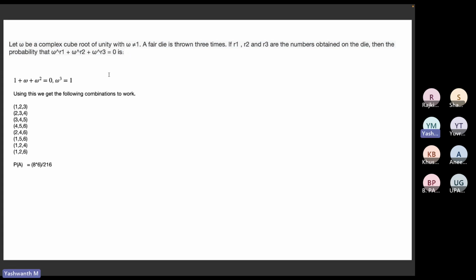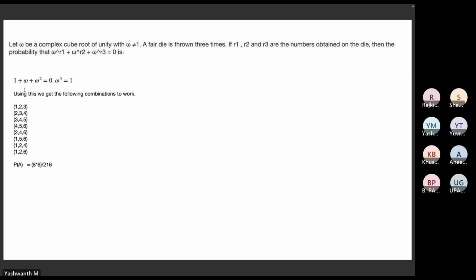To solve this, you should know a couple of things regarding cube root of unity. Cube roots of unity are the solutions to the equation omega cube equal to 1, right? And on top of that, they're saying omega is not equal to 1, so you have 1 plus omega plus omega square equal to 0. If you solve it, you get some complex solutions, but you don't even need to find them. The trick is simple: you keep multiplying this with omega.